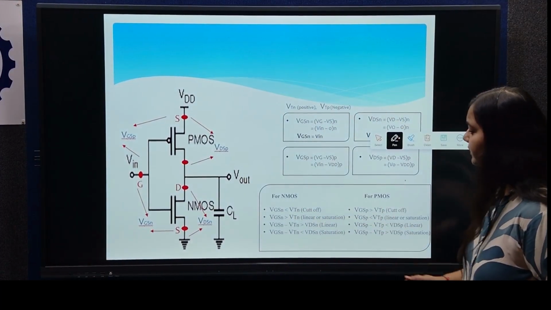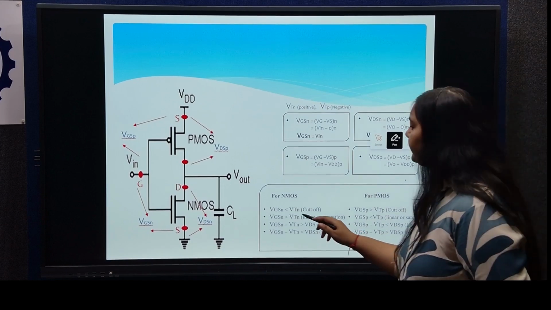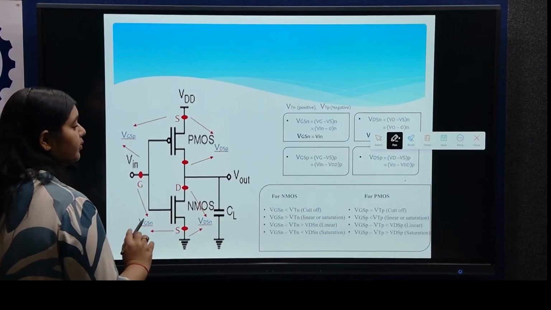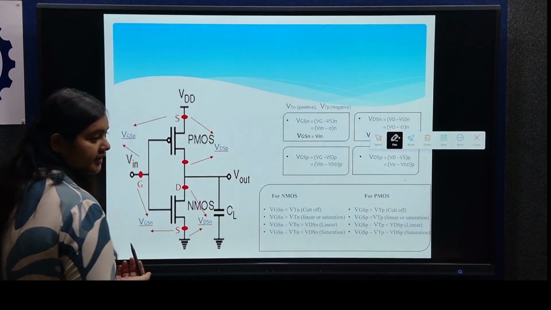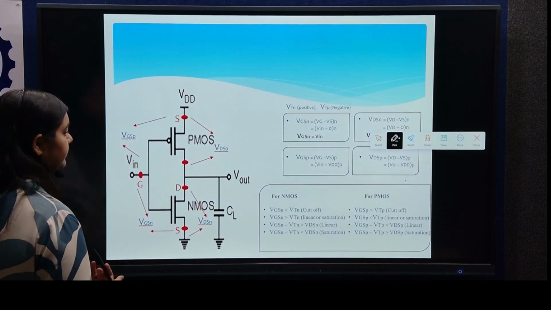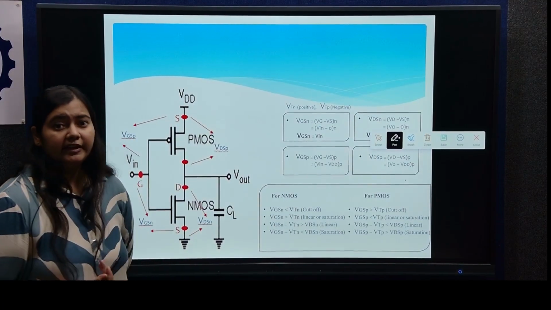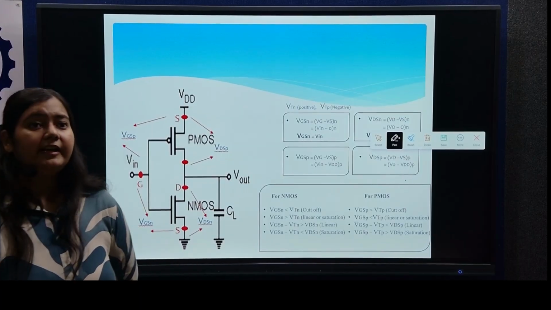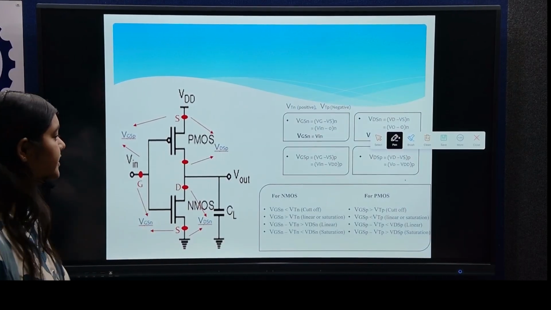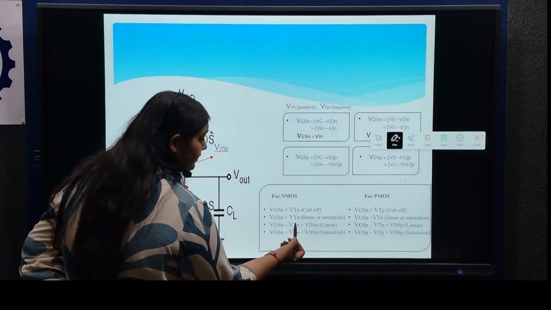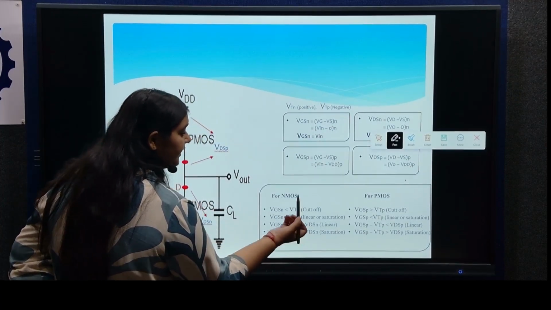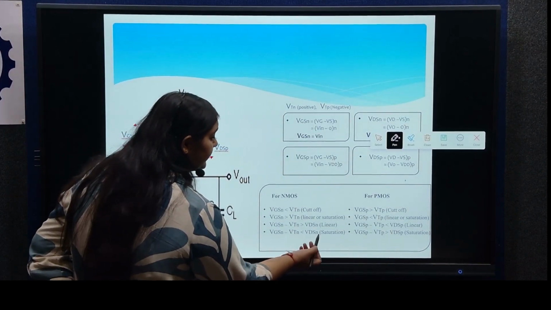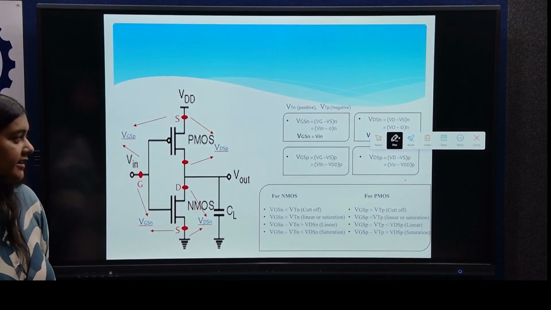Similarly, for NMOS, these are some possibilities. VGSN is smaller than VTN. VTN is the threshold voltage. If VGSN is smaller than VTN, NMOS will be in the cutoff region. If VGSN is greater than VTN, it will be in the linear or saturation region. So how can we decide whether it will be in the linear region or the saturation region? If VGSN minus VTN is greater than VDSN, it will be in the linear region. If VGSN minus VTN is smaller than VDSN, it will be in the saturation region.